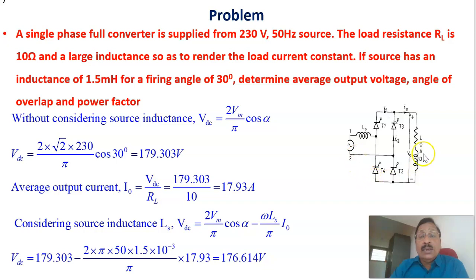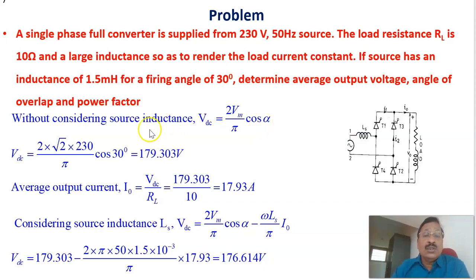Now the circuit diagram is shown here. Same full wave converter, T1, T2, T3, T4, RL load, and this is the single phase AC source, and this is the source inductance Ls. Therefore, this is the topology of the circuit. If you assume that the source inductance is equal to 0, the corresponding average output voltage you already know: VDC equal to 2Vm by pi cos alpha is the average output voltage.